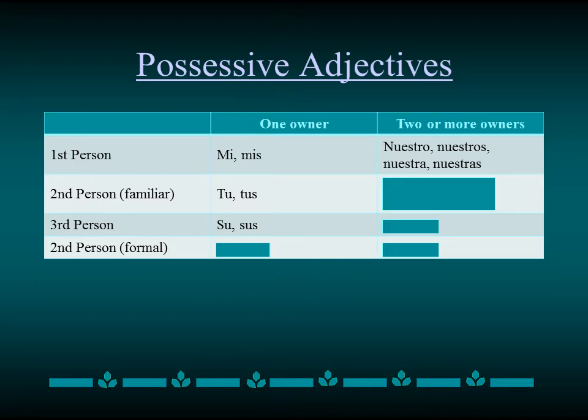So it doesn't matter at all the owner, if it's a male owner, a female owner. It just matters the gender and the number of things being owned. One backpack, singular, feminine, nuestra. Our father, nuestro padre. Singular, masculine, nuestro. But if you're going to say our pencils, nuestros lápices. Pencils is masculine and plural, so it's nuestros. We change the adjective depending on the thing being owned.